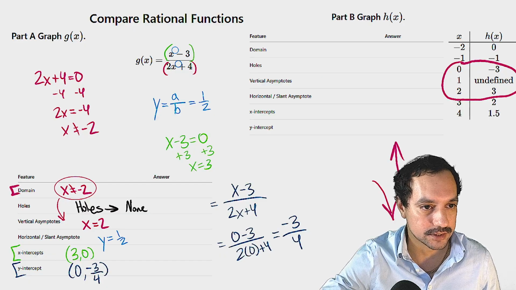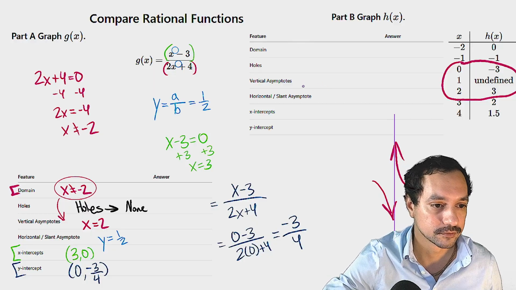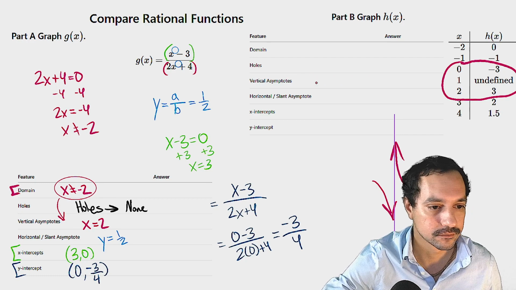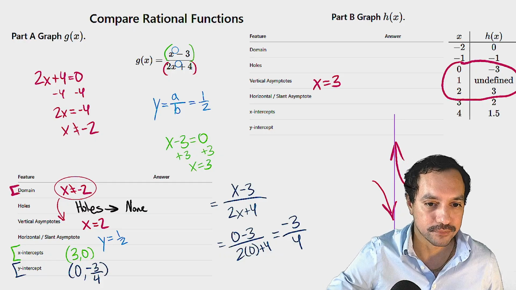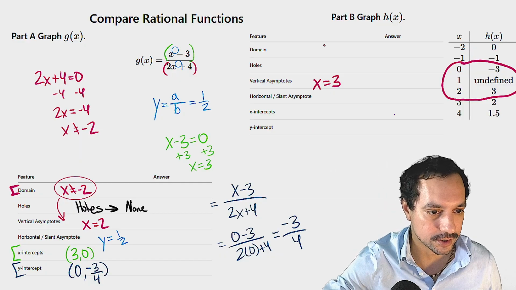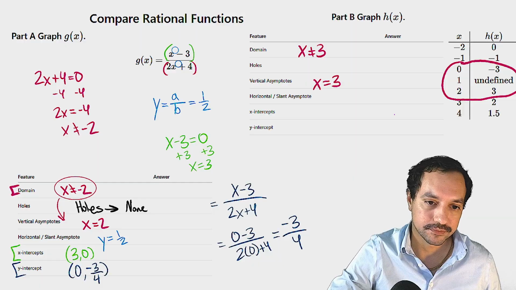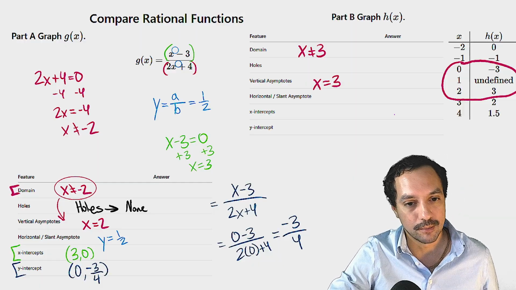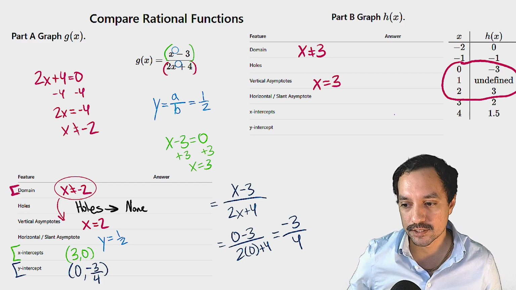And so at x equals 1, we have a vertical asymptote. So let me go ahead and record that. Because of that discontinuity at x equals 3, we'll also say that our domain excludes 3. From this table, there are no obvious holes to me. A hole has to be a discontinuity, and there's nowhere else on this table where I'm seeing undefined.